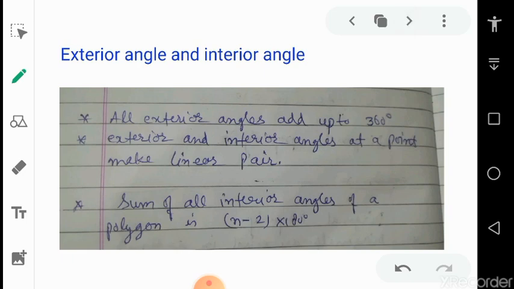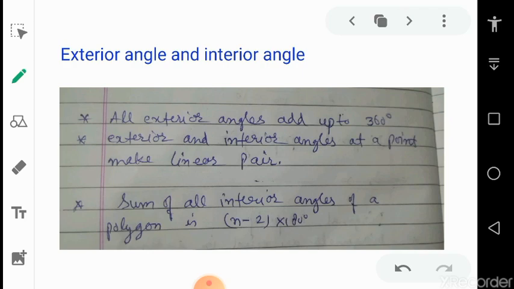And here is a brief introduction of exterior and interior angles. In the previous video we also discussed this. Now I want to let you revise. All exterior angles add up to 360. It doesn't matter whether we are talking about a triangle or quadrilateral or pentagon or dodecagon, whatever. If we add all the exterior angles, then they add up to 360 degrees.